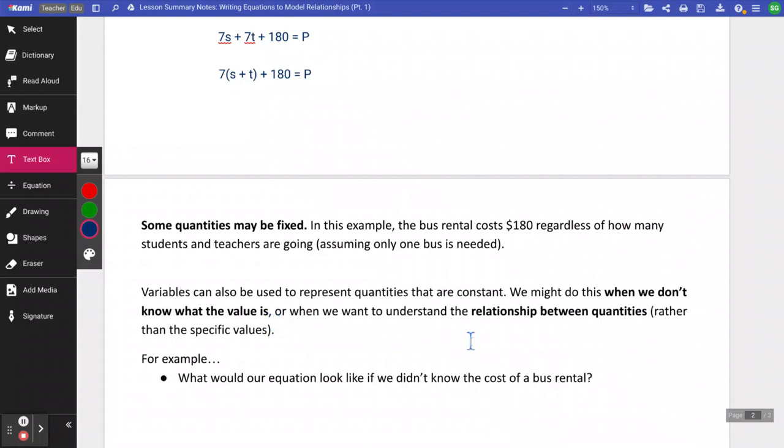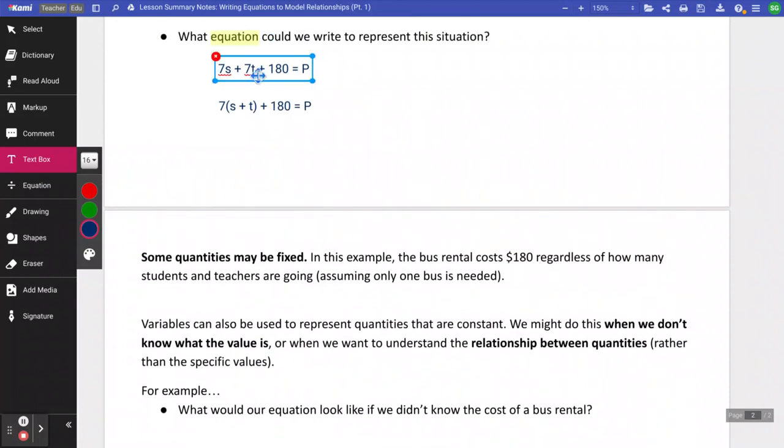Or we might want to use a variable to really understand that relationship between the quantities. And what I mean by that is up here, notice we were always adding the price of that bus. I might use a variable there if I really just want to focus on this idea that I'm going to have to add in the cost of the bus. I'm not subtracting the cost of the bus. I'm not dividing the cost of the bus. If we really want to focus in on that addition, using that variable there helps us take away the distraction of the 180 and focus on that math.